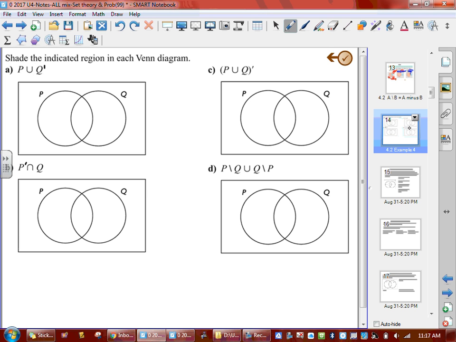So whenever we're doing shading and we're comparing them, what we do is we shade both, and the answer is the double shaded region. Okay? Seriously, that's how you do these questions. So if I were to shade this, I would shade all of P. Okay, so let's shade all of P. Then it's saying all of everything that doesn't include Q, pardon me. Doesn't include Q, that's going to be all of this.